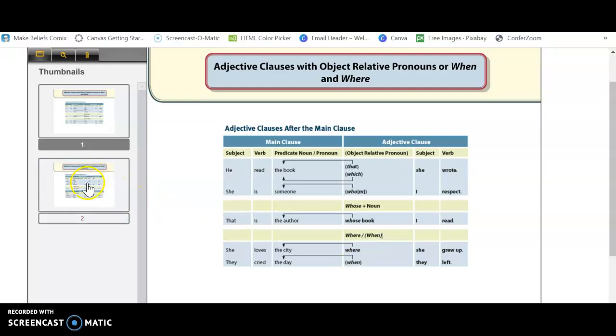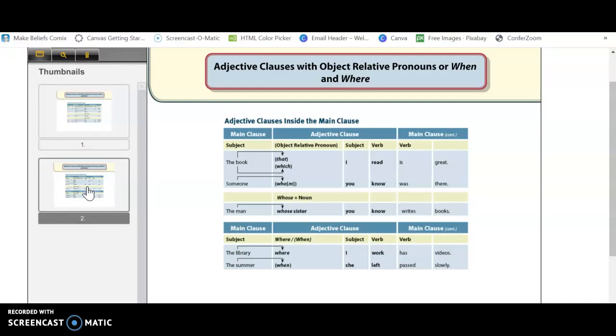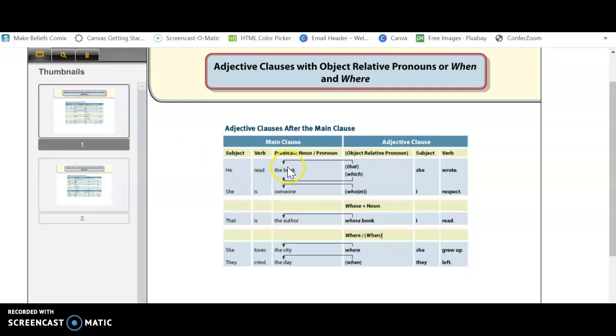I have one more page here that I wanted to explain really quick to you. This page shows us how we can add an adjective clause inside the main clause, basically, right? So in the first one, we learned how to add an adjective clause after the main clause, but this one will show us how to do it in the middle of the main clause.